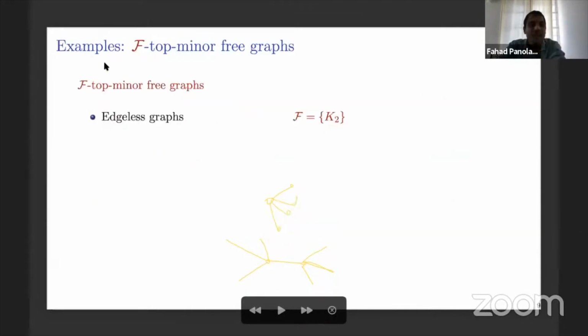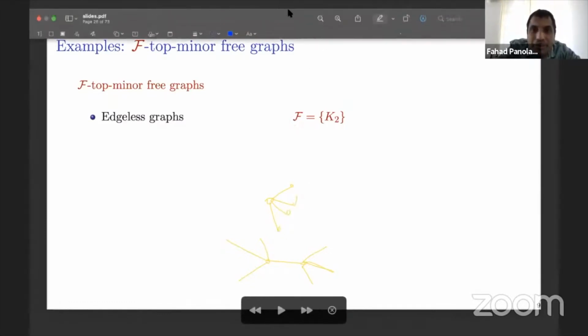Okay. Now, the first set of graph classes, can we write it as F topological minor free graphs for some finite F? For edgeless graphs, I don't know how to remove this one. Let me erase it.